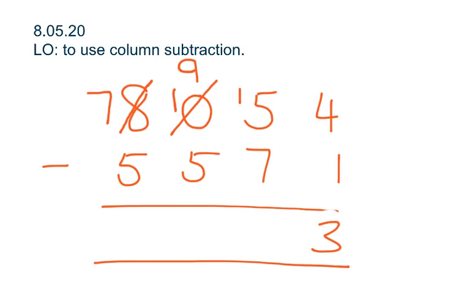All right, so 15 take away 7 equals 8, and then 9 take away 5, that equals 4, and 7 take away 5 leaves you with 2. So our answer is 2,483.